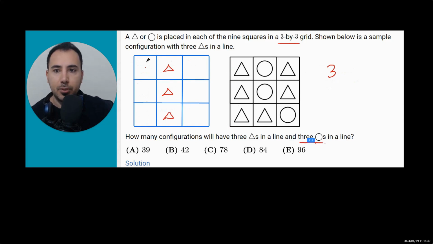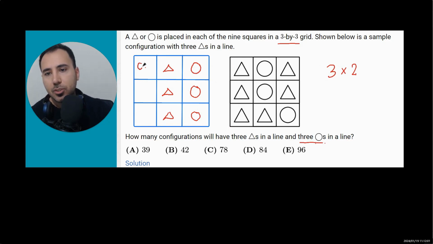And then here it says we want 3 circles in a line. Can I put circles this way? Of course not. So they have to be vertical again. So how many choices do I have? I have 2. I'm going to choose this one, and we have only 1 column left.